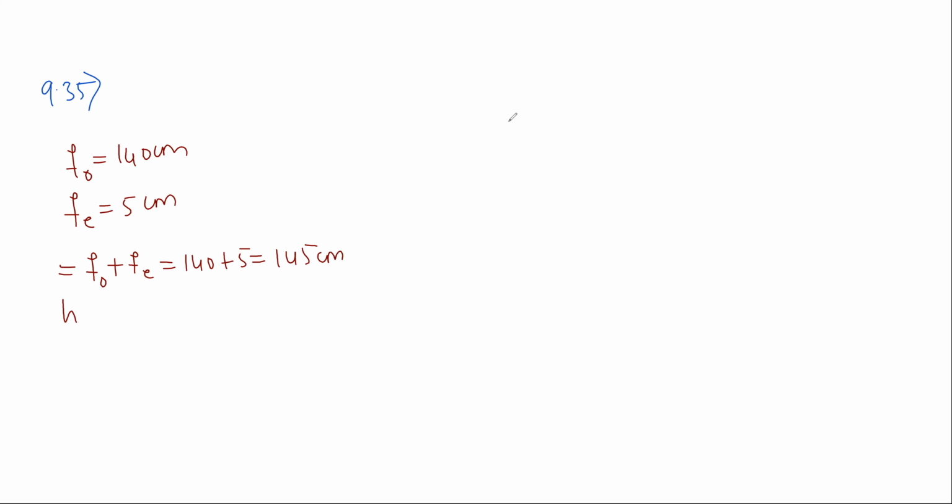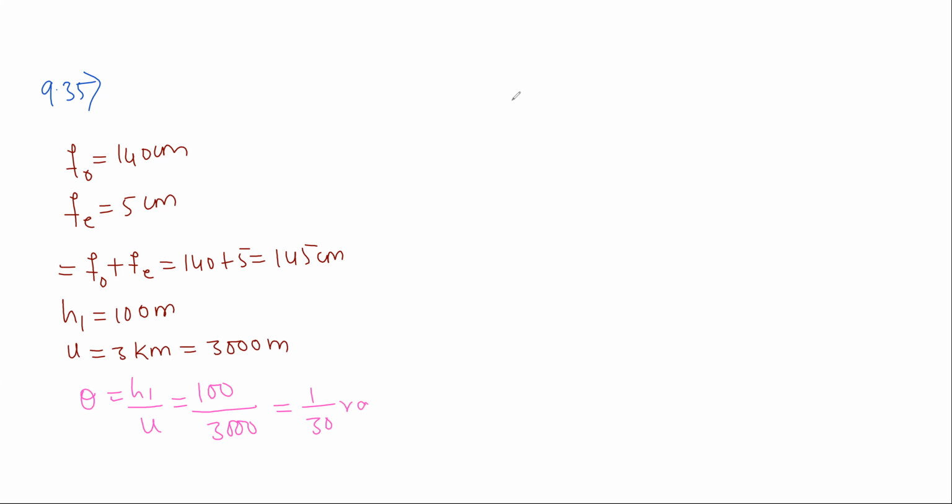And the height they have given is 100 meter. Distance of the tower from the telescope they have given, u is equal to 3 kilometer. So if you convert into meter, it becomes 3000 meter. Angle subtended by the tower at the telescope is given by the formula theta is equal to h1 divided by u. H value is 100, u value is 3000. When we simplify, we get 1/30 radian.